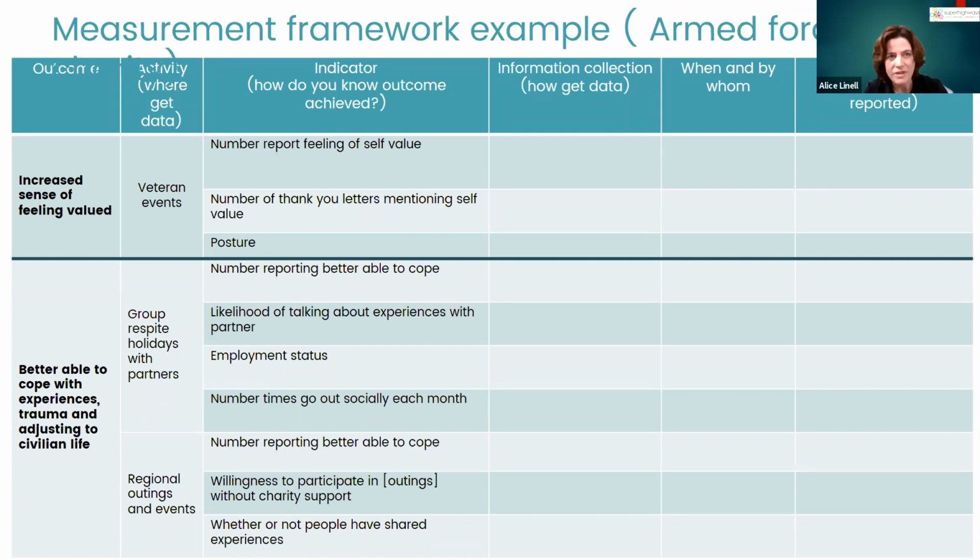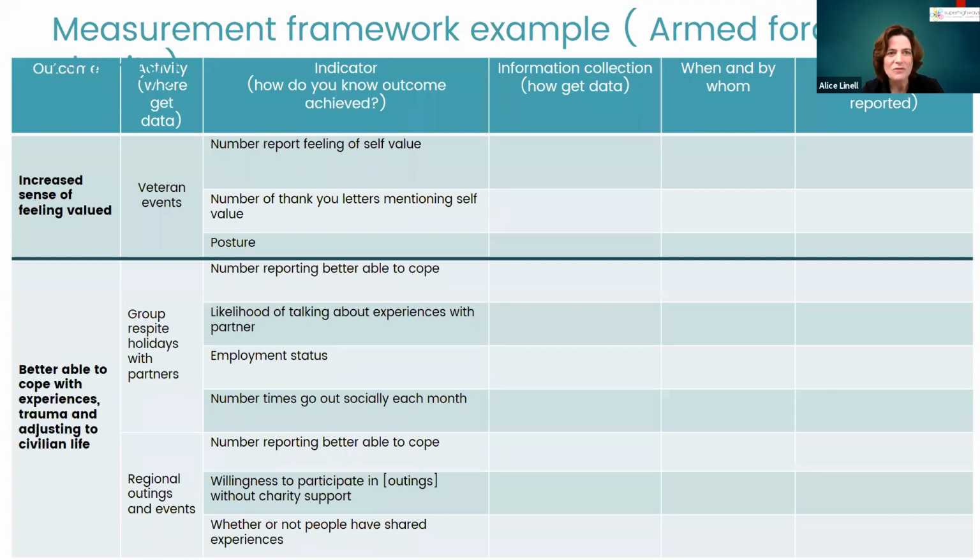So in the next column over, they put their activity, what they do, so where they'll get the data from, if you're thinking with your database hat on. They run veteran events and holidays with partners, and outings and events. And then they put in the indicator of how they know what outcome they've achieved.